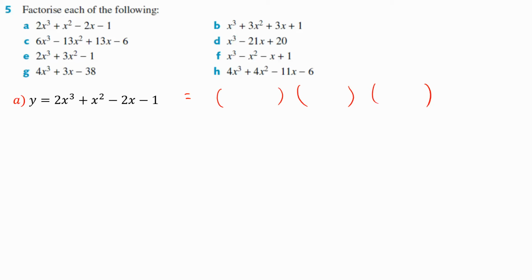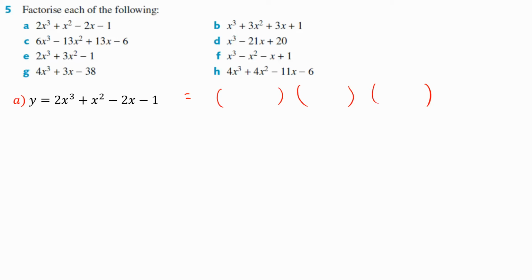Now remember from yesterday, how do you find out one of the first brackets? How do you figure that out again? What do you do? What's the first step? Yes, Sydney. Do you or do you not find the factor of -1? Fantastic. Absolutely that.